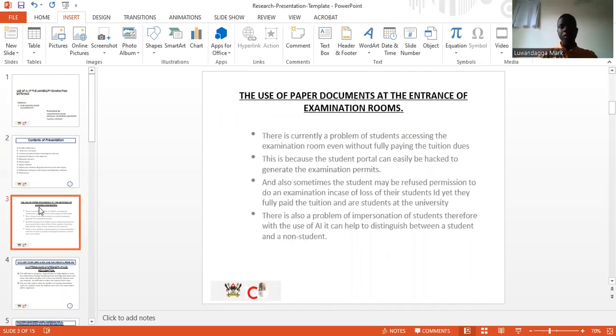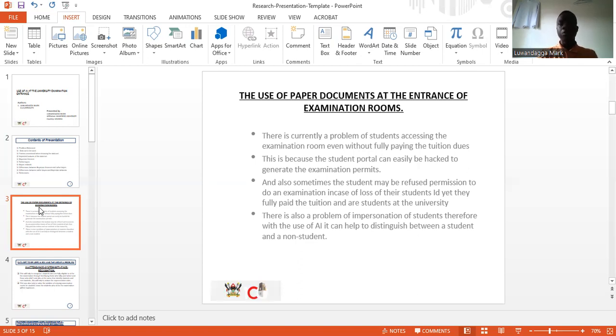So the use of paper documents at the entrance of the examination rooms is the problem statement. There is currently a problem of students accessing the examination room even without fully paying the tuition dues. This is because the student portal can easily be hacked to generate examination permits. This was seen last semester, when students were able to hack the student portal, generate a payment, generate an examination permit, and sit for the examinations, which at times was unfair.